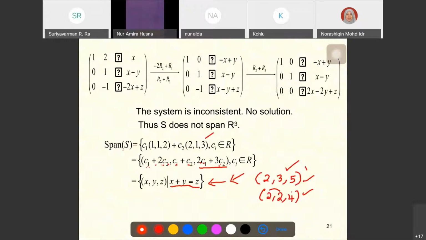So in other words, not all vectors in R3 are in span of S. That's right. So S does not span R3, or R3 is not spanned by S, because only some of the vectors in R3 are in span of S. Okay, doctor. Let's try example number 2.